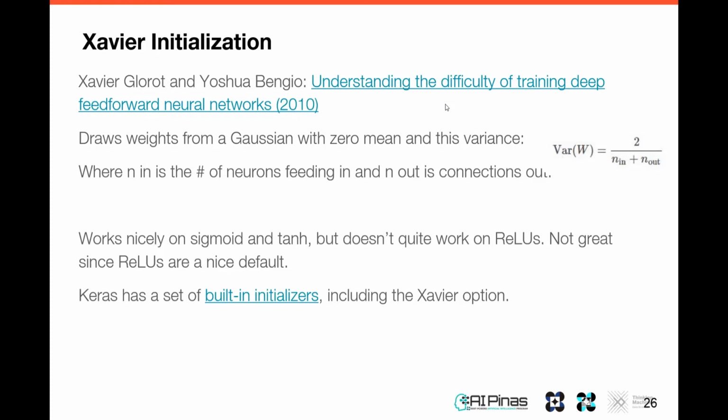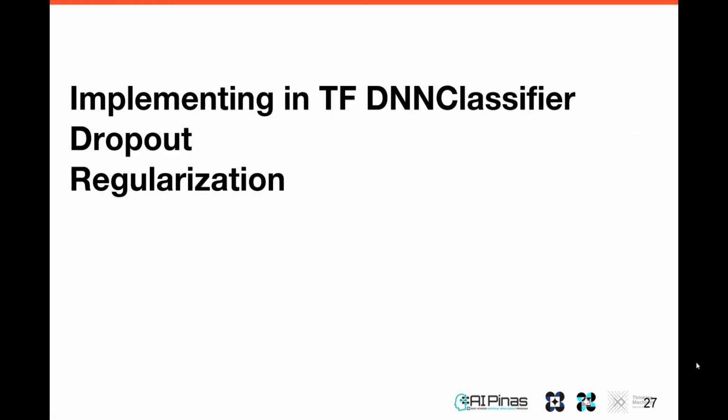We're not really going to go deeply into how the Xavier initialization works, only that it is an improvement over the Gaussian and doesn't quite work on ReLUs, because if you recall, sigmoid and tanh are continuous functions, but ReLUs are 0 or x. So that's the one downside of this. If you use Keras, you can just use one of the built-in initializers, of which this is an option.